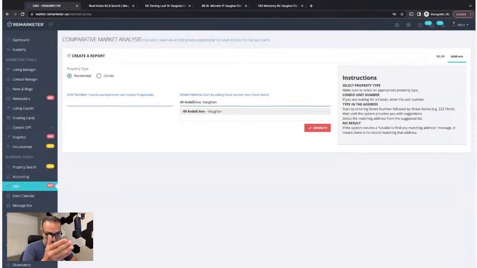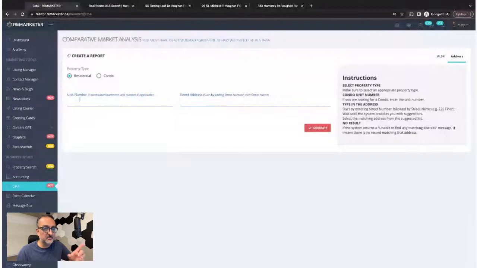So I'm looking at a property that has been in the market before, and therefore the system was able to locate it. So the key here is this. Let's start this again. Firstly, you would decide whether the property is a residential or a condo. So in this case, it's a residential. And put in the unit number if the unit number applies. So you might be looking at a freehold townhouse that would be classified as under residential, and then it has a unit number. Unit number is not the same as street number. So this is the street address.